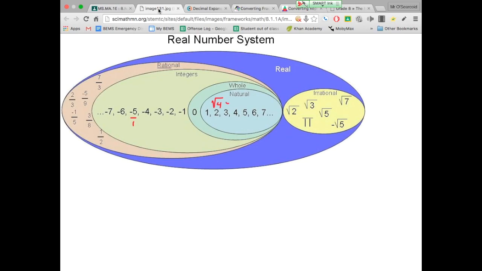3 times 3 is 9. So the square root of 9 is 3. 4 times 4 is 16. So the square root of 16 is 4. And so on. Those are examples of square roots that are rational numbers. Anything that is not one of those is an irrational number.